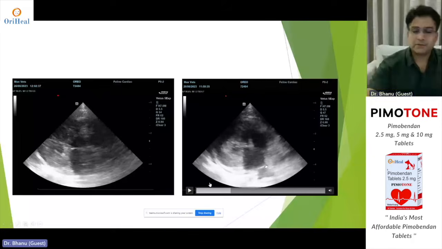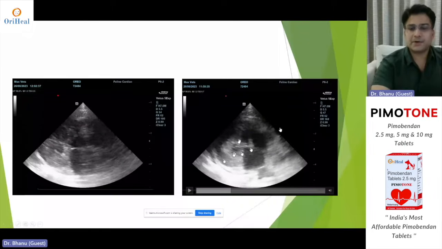So in this, if you can carefully follow my cursor, this is the left atrium. This is the left ventricle, which is barely visible because the walls of the left ventricle are highly thickened. This is the posterior or the free wall of the left ventricle. This is the interventricular septal wall. So the left ventricle is severely hypertrophied in this cat.